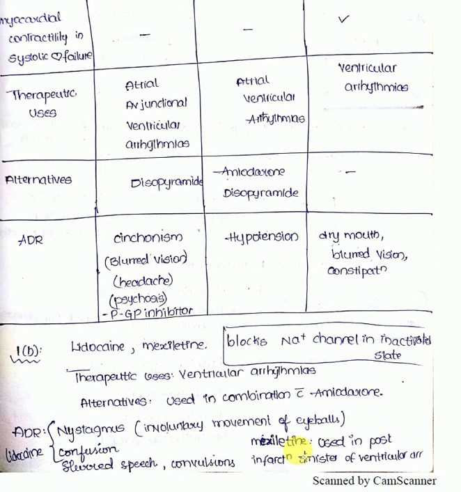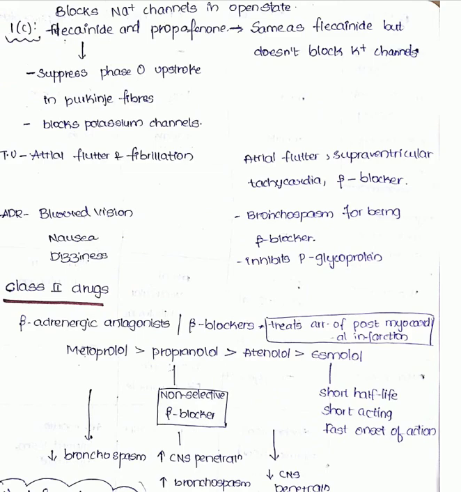You can write. The next class is 1C. The 1C acts mainly in open state of sodium channels, whereas 1A also acts on sodium channels in the open state only. Only the 1B drugs act on sodium channels in the inactivated state. Examples for 1C drugs are flecainide and propafenone. And these are the last two drugs in case of class 1.